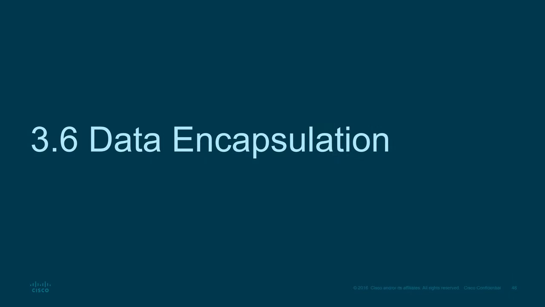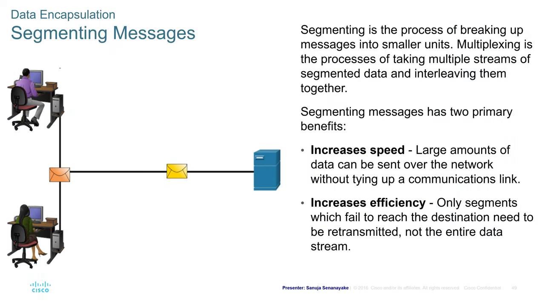Now we're going to look at data encapsulation. Data encapsulation basically makes sure that messages can be transmitted through a network when the sender sends that information across a medium to the destination. So let's look at segmenting messages in the data encapsulation process. Segmenting is the process of breaking up messages into smaller units. Multiplexing is the process of taking multiple streams of segmented data and interleaving them together.